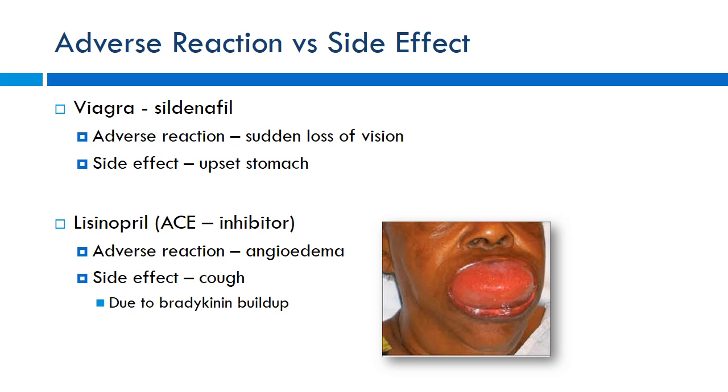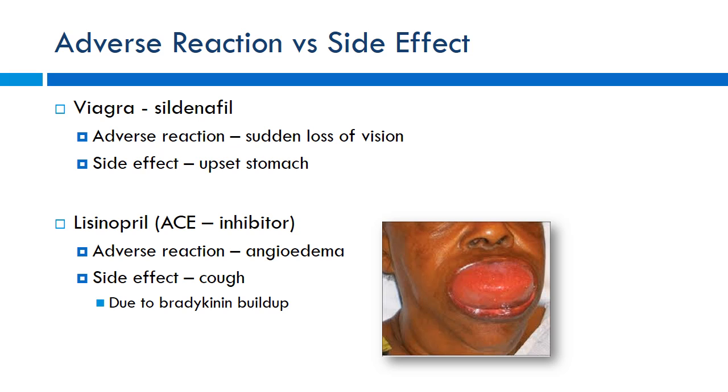Another good example is lisinopril, which is an ACE inhibitor. The adverse reaction here is what we call angioedema. This is similar to what you would see with a type of anaphylactic reaction. The mechanism is a little different, but basically they get very large swollen tongues. Their airway starts to swell up, and if you don't secure that airway, usually with an endotracheal tube, they can suffocate essentially. So that would be pretty significant.